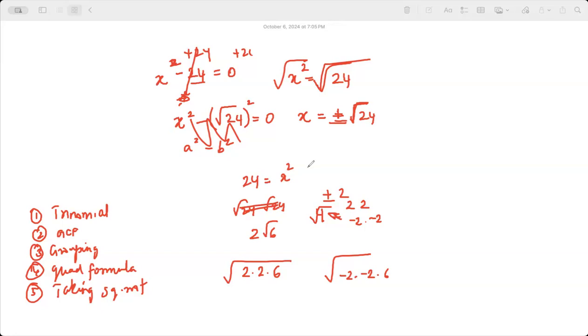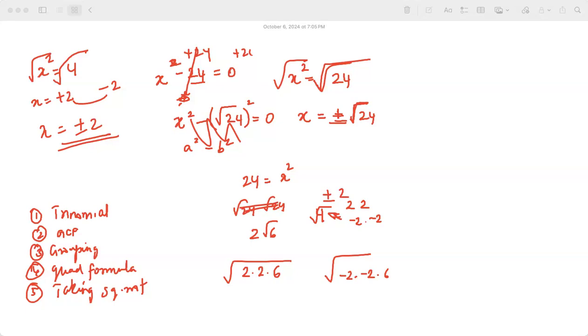Whenever you take square root on both sides, your x value will have 2 different values. Why? Because when x square is equal to 4, you can write x equal to plus 2 or minus 2. There will be 2 different answers. So whenever you take square root on both sides, you write x equal to plus or minus 2. Clear?